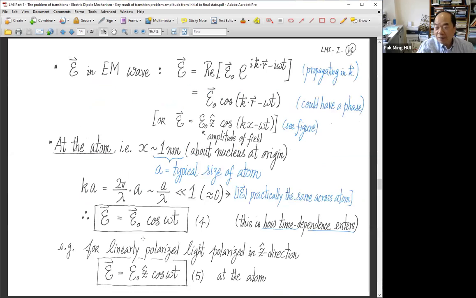So let's write it down explicitly. The E field in an EM wave has a simple form. It is a vector and it is oscillating, so it is a traveling waveform in the k direction. The electric field has an amplitude pointing in some direction specified by the vector.